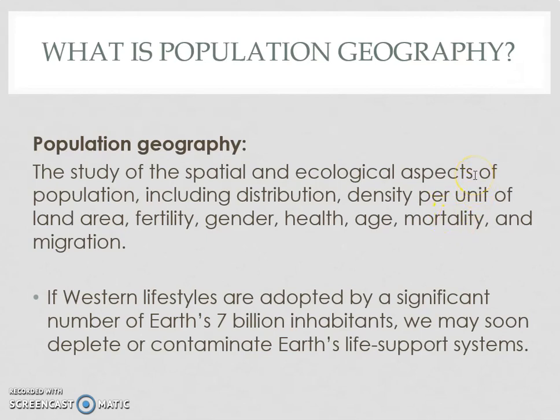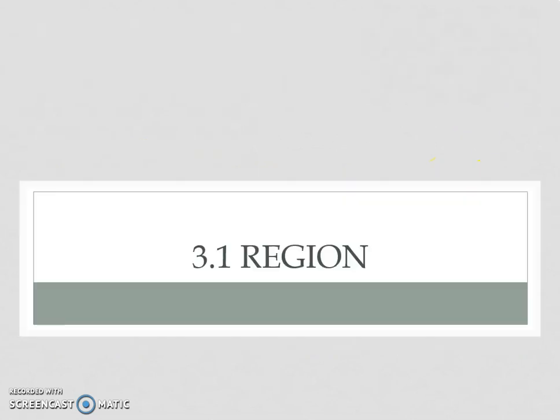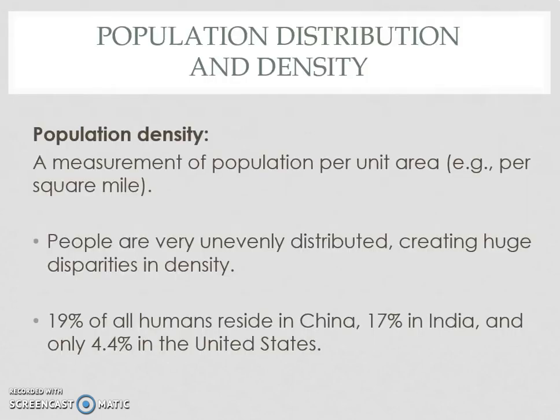For instance, Western lifestyles adopted by a significant number of Earth's 7 billion inhabitants. We may soon deplete the Earth's life support systems, meaning there's a lot of people on Earth and we're consuming a lot of resources. So density, we have different studies for this.